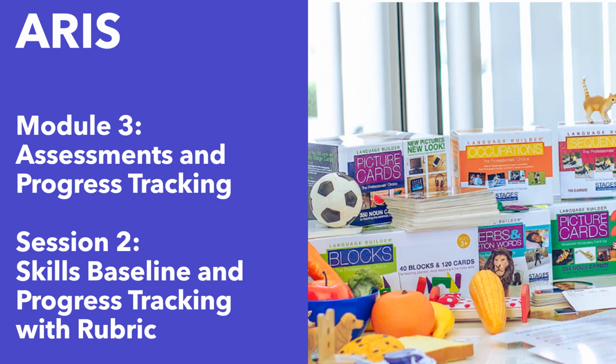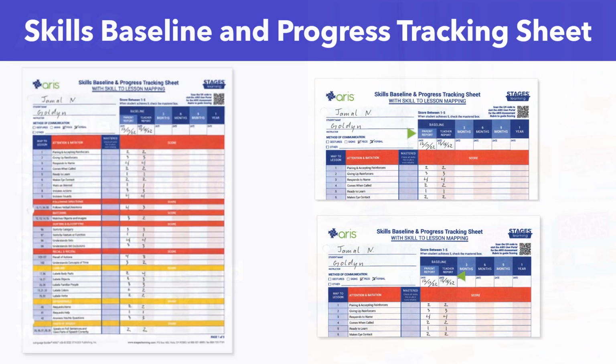Let's get started with our first assessment tool. This module digs into the skills, baseline, and progress tracking sheet and walks you through the rubric that will help you assess your students' learning so they can get started in the ARIS program. The skills baseline and progress tracking sheet is the first step to assessing a student's current skill level and determining where they should start in the ARIS program.